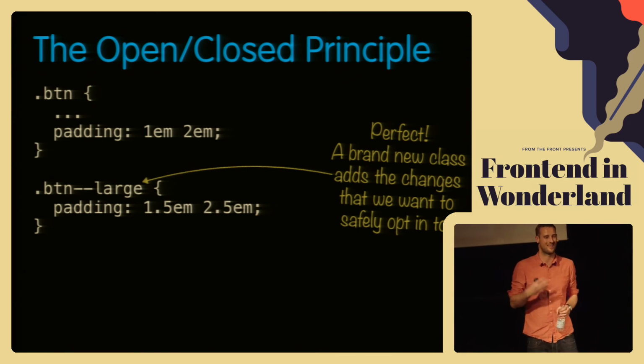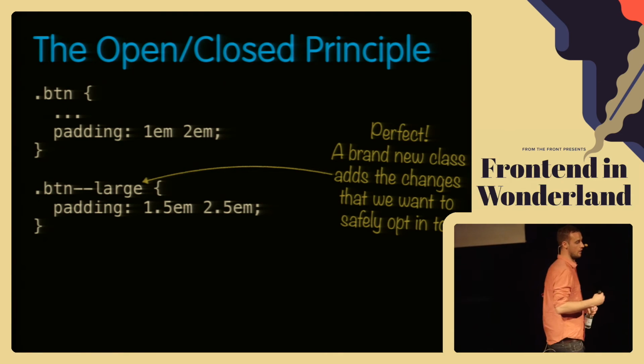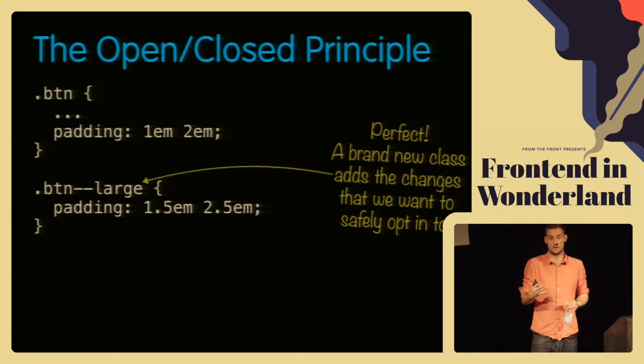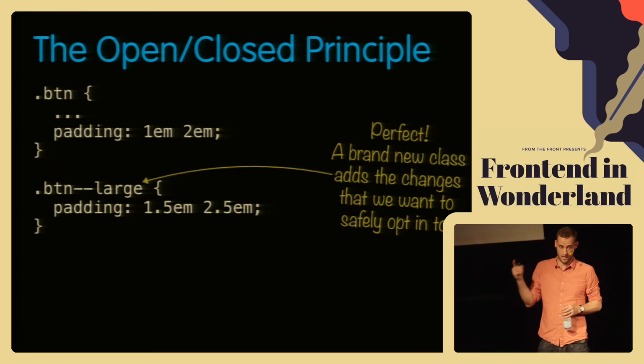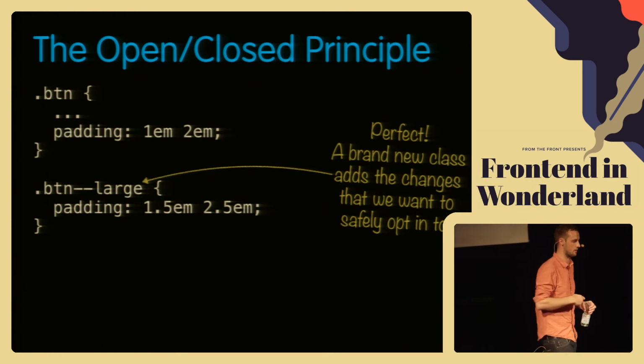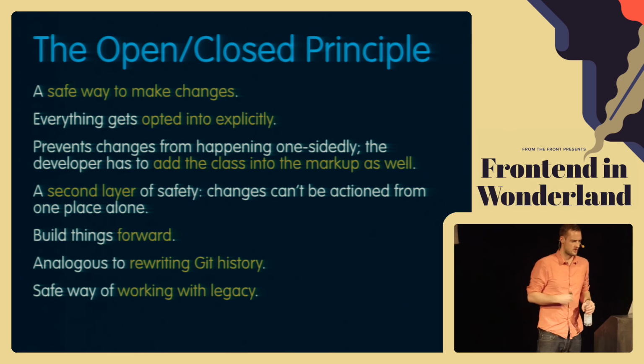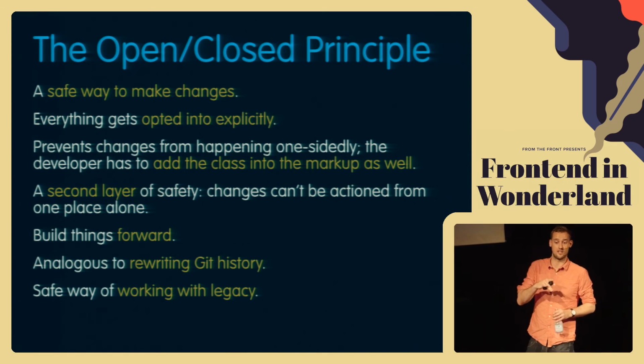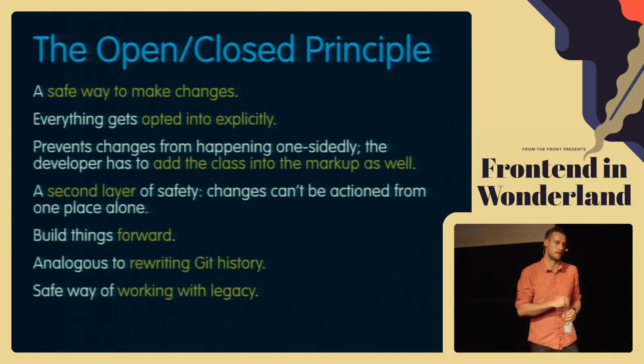We create a new class to add this requested functionality. Even if it's not requested functionality as an addition, even if this is a requested change, we have to add that change via extension. So it's a safe way to make changes because everything gets opted into explicitly. Here's the best bit about this for me.